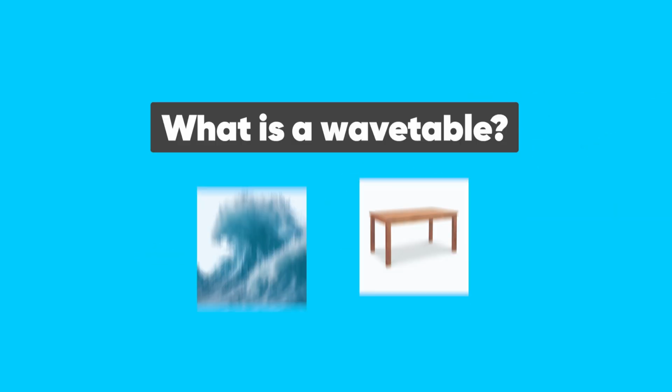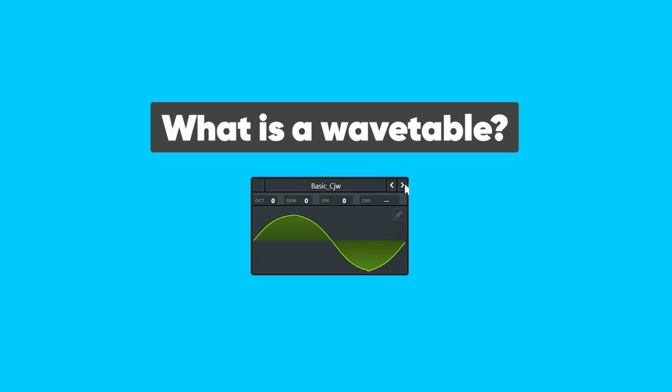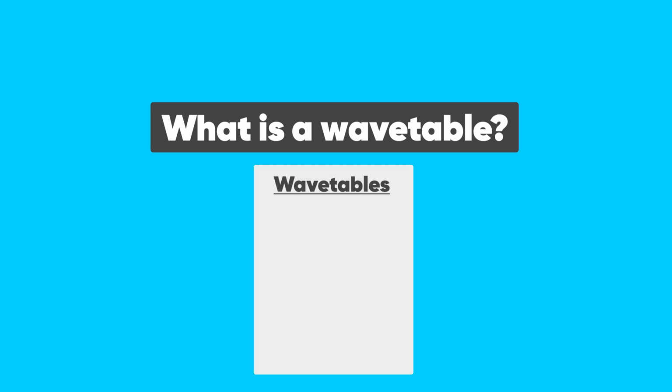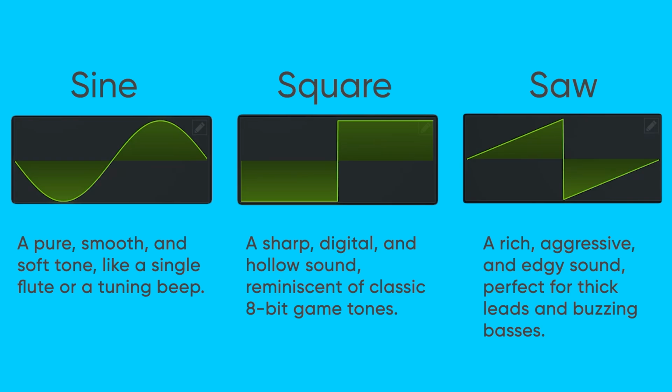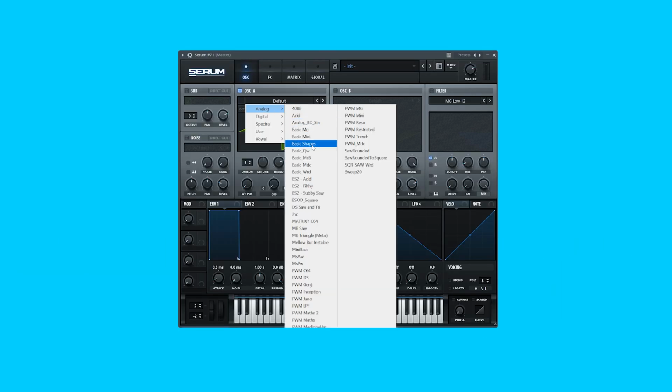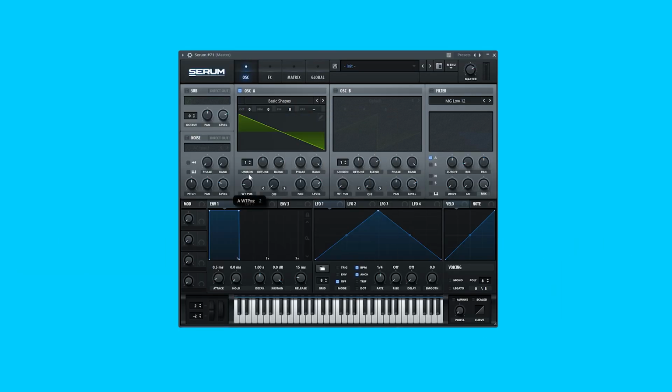What is a wavetable? A wavetable is a collection of waveforms. Think of it as a list of shapes, like sine waves, square waves, and saw waves. Each shape has a unique sound. You can move through these shapes using the wavetable position slider.